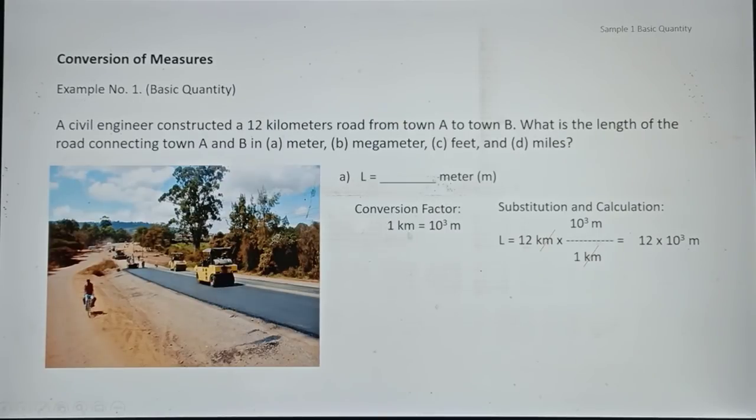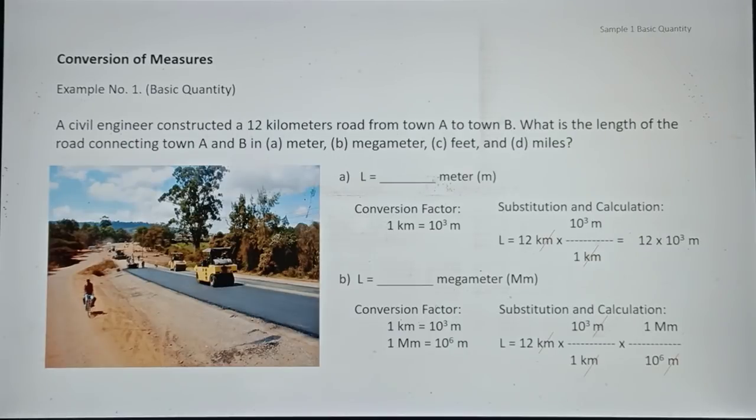In letter B, the requirement is to convert the 12 kilometers to megameters. In this case, two conversion factors are needed, except when we obtain the direct conversion between kilometers and megameters. The conversion factors are 1 kilometer equals 10 to the third power meters and 1 megameter equals 10 to the 6th power meters. Now let's substitute and calculate.